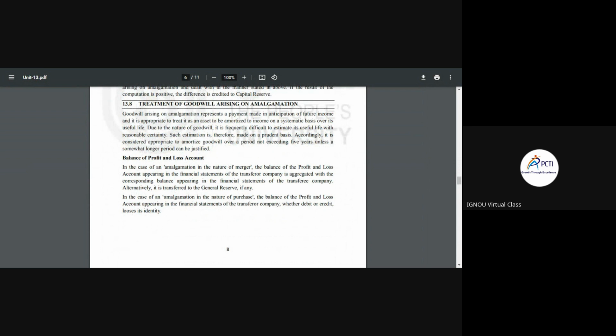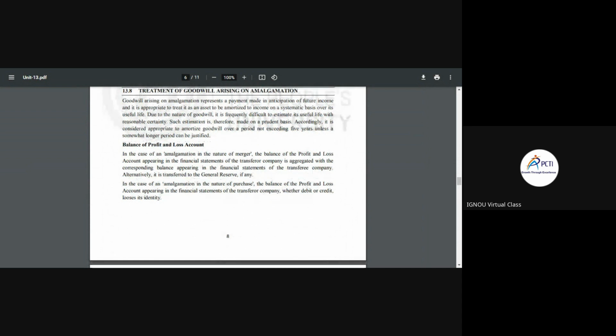arising on amalgamation. So the goodwill which is arising on amalgamation will represent a payment made in anticipation of future income, and it is appropriate to treat it as an asset to be amortized to income on a systematic basis over its useful life. Due to the nature of goodwill, it is frequently difficult to estimate its useful life with reasonable certainty.